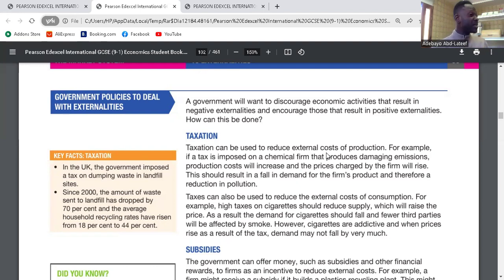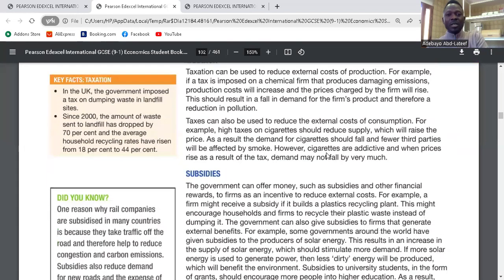But most of the time when we talk about cigarettes, it is addiction. So no matter what the price is, they might still continue to buy. Clear? So that is for external cost of production and external cost of consumption. Taxes can at least solve it. Now we go to subsidies.